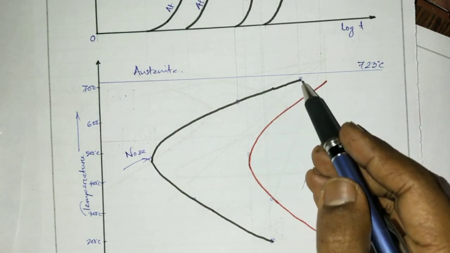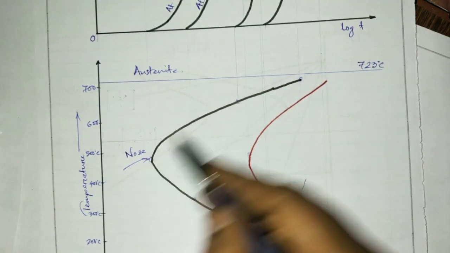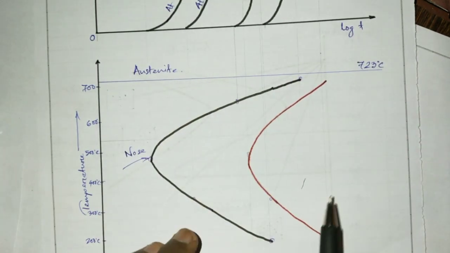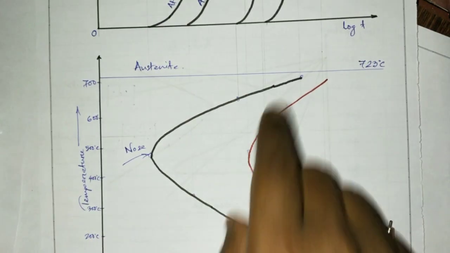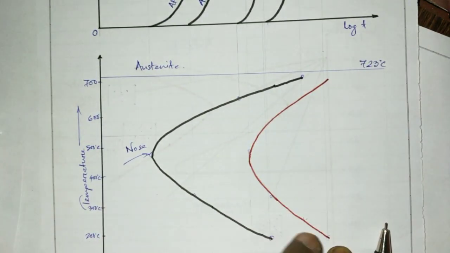Now if we draw a continuous curve through the starting points and through the ending points, we'll get a diagram like this, where the black line gives the start of transformation and the red line gives the end of transformation.